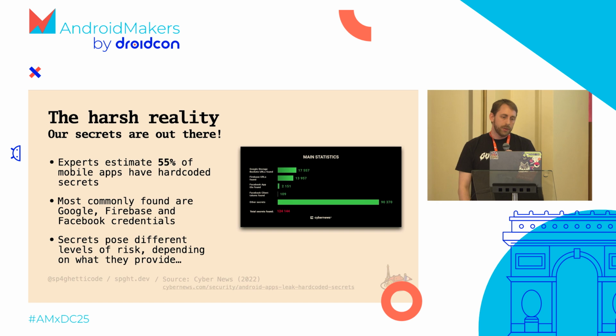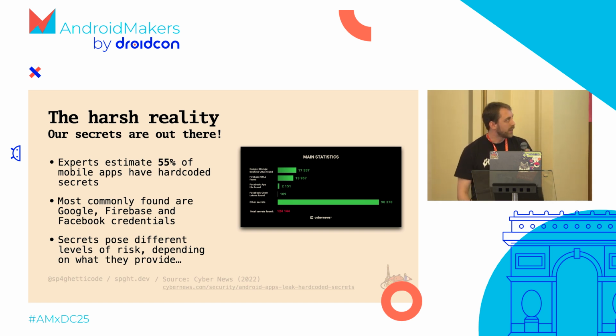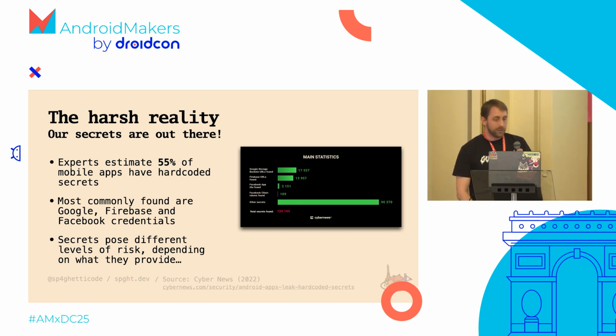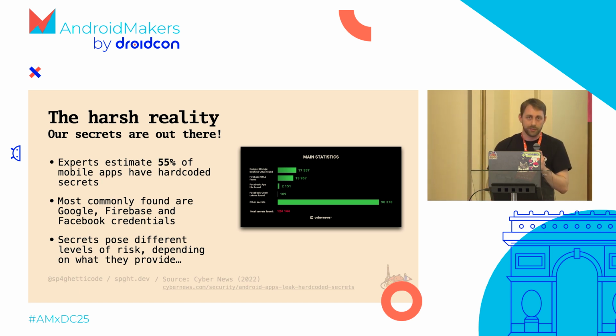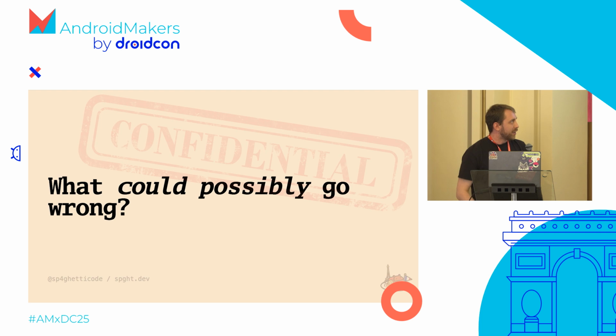When it comes to the kind of secrets that are in your apps, the most common ones that we seem to find are surrounding Google API keys, Firebase credentials, Facebook credentials, and so on and so forth. Although secrets can take many, many different forms. I'm sure you have APIs that you use, and many that you can think of off the top of your head. And to some extent, some of this is problematic, some of it isn't. It really depends on the level of risk and depends on the functionality that the secrets provide. So on that note, what is the problem? What could possibly go wrong? Well, I'm glad you asked.